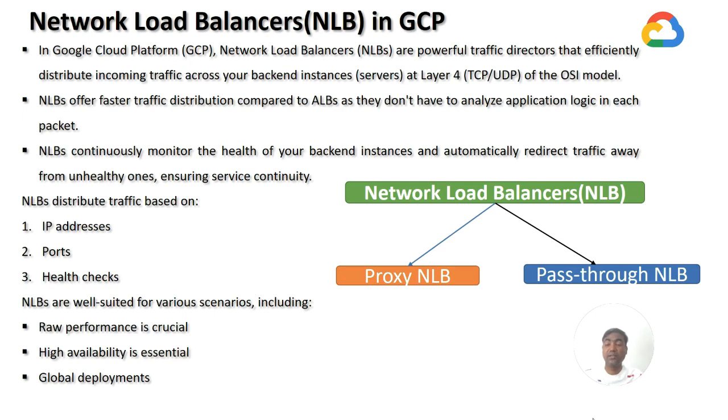Network load balancer provides simpler routing options based on network infrastructure, making it faster and more efficient for basic traffic distribution. Network load balancer distributes traffic based on IP address, ports, and health check. You can direct traffic to specific backend instances based on their IP address, and route requests based on the port number they arrive on. For example, web traffic on port 80, database queries on port 3306, and so on.